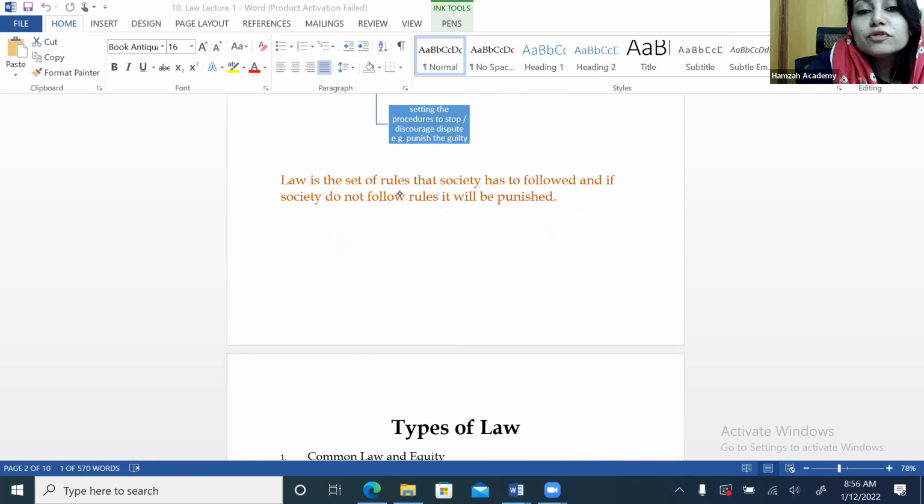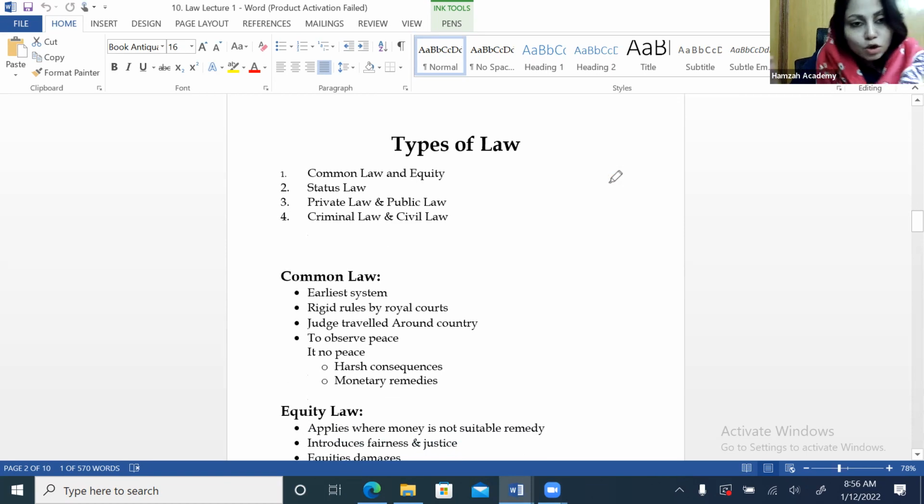Okay. Law is the set of rules that society has to follow, and if society does not follow the rules, it will be punished. Clear? Okay, now law is clear. Law is a part of the formal control mechanism, right? It is the set of rules. What is the main distinction between the formal and informal mechanism? In the formal mechanism, there is law which you have to follow, right? And the informal control mechanism is ethics, which society teaches you to follow, but if you do not follow it, no one will punish you. So this is the distinction between the formal and informal control systems.